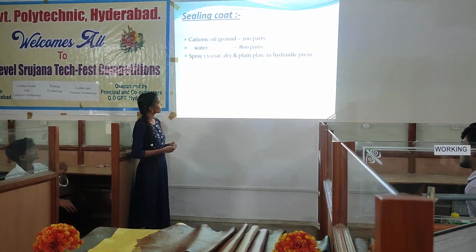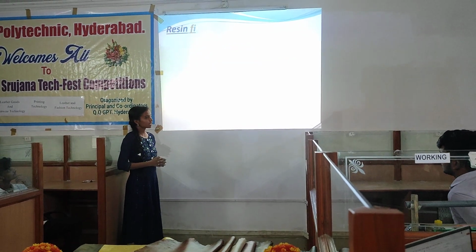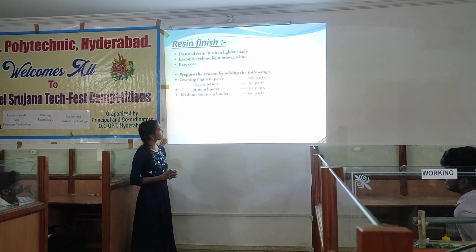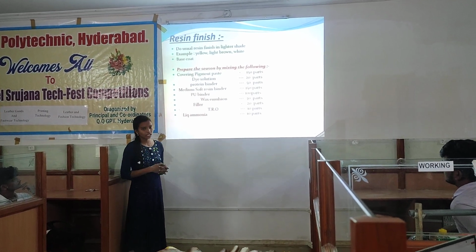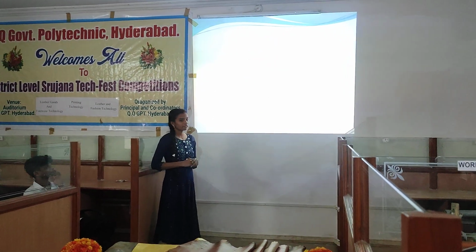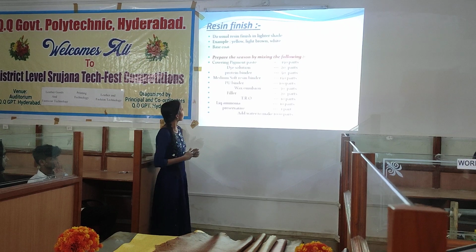Next, sealing coat. Sealing coat is prepared by these chemicals to give leather softness and smoothness. Resin finish. We will do the resin finish with the following chemicals. Resin finish, first we will give the lighter shade. The next finishing we will do the darker shade.